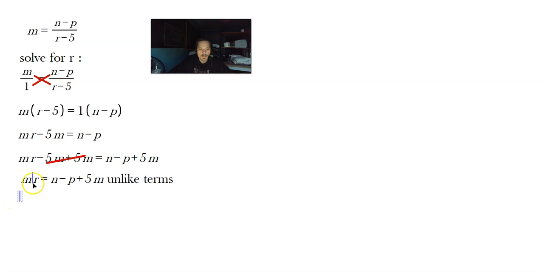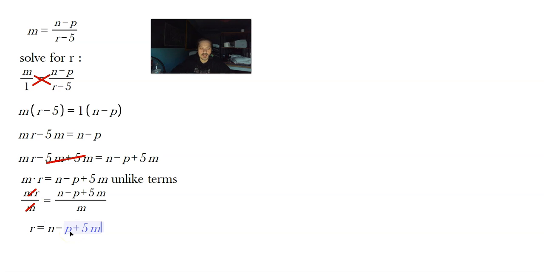Lastly, you observe that the operation between the m and the r is multiplication. So what you can do is you can just divide because it's the opposite. You're going to write mr divided by m is equal to n minus p plus 5m divided by m this way. On the left side, one more time, this m will cancel with this m. So you're just left with r is equal to n minus p plus 5m divided by m, and that's it. So this is the answer. This is the answer in this context. So r is equal to n minus p plus 5m divided by m. That's a way to think about the answer.